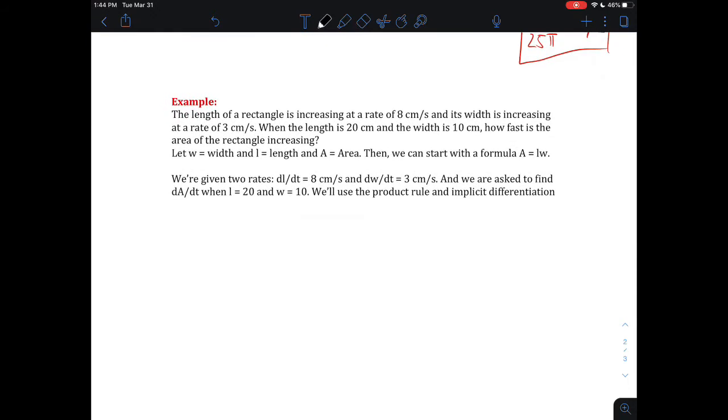The length of a rectangle is increasing at a rate of 8 centimeters per second, and its width is increasing at a rate of 3 centimeters per second. When the length is 20 centimeters and the width is 10 centimeters, how fast is the area of the rectangle increasing? So first of all, we need some variables. Let W stand for width, and L stand for length, and A stand for area. Then the formula that we can start with is A equal to L times W.